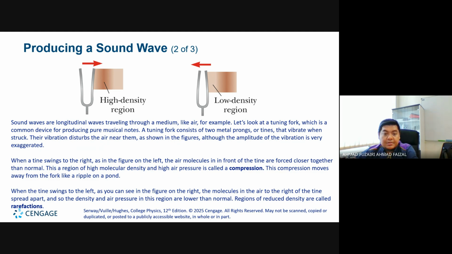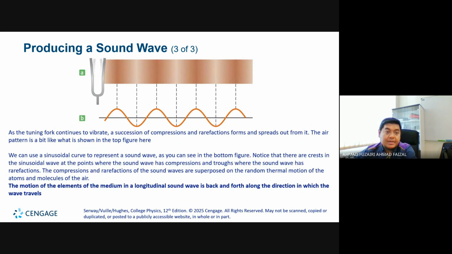Okay, now we go to the next slide. Right. So as the tuning fork vibrates, a series of compressions and rarefactions move outward, away from the fork. Look at the terms used: compression and rarefaction. And we have a figure A and a figure B over here.